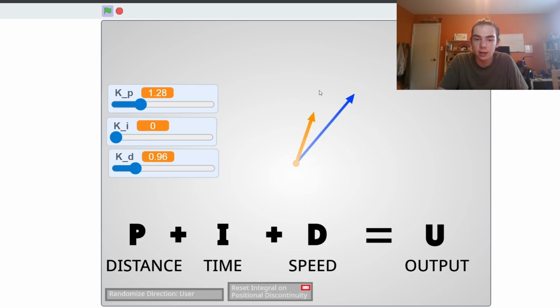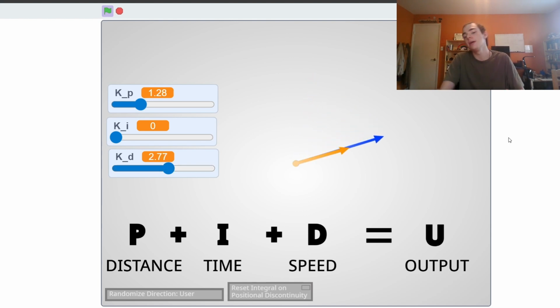But if I keep tuning, eventually I'm going to reach a point where it now seems like I don't overshoot too much. And if I would really need it to be exact, I can have a very high D. But the issue is, now we are going slowly, right?